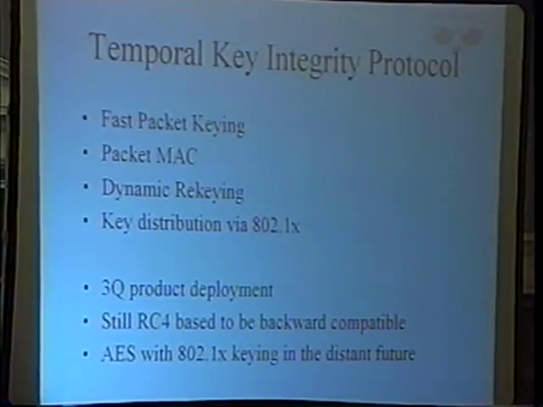Temporal Key Integrity Protocol, something worth mentioning. This is part of the 802.11i task group. They are looking at doing fast packet keying and dynamic rekeying, which are effectively just different ways of changing your WEP key in very short periods of time in ways that make sense to the rest of the network. They're also looking at doing a packet-based MAC to make sure that the packet not only has integrity but comes from the person who actually was supposed to send it. And like I said, the key distribution by 802.1x. So that's all being rolled up into TKIP.